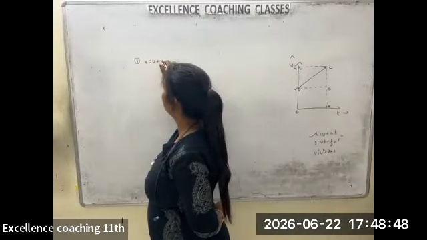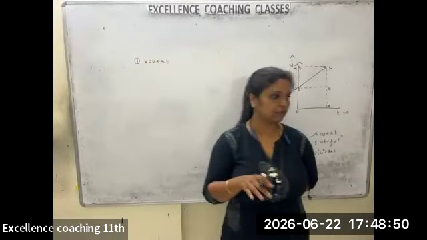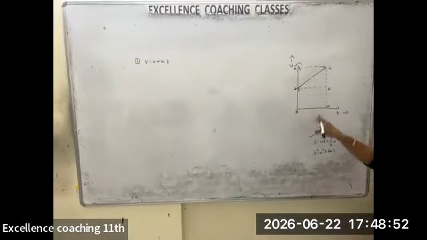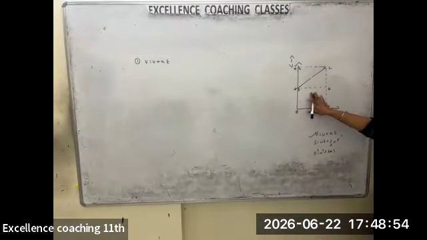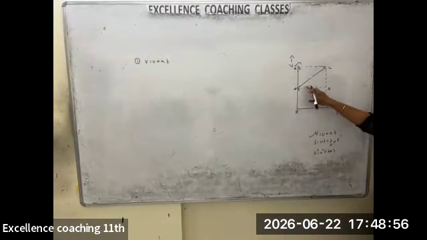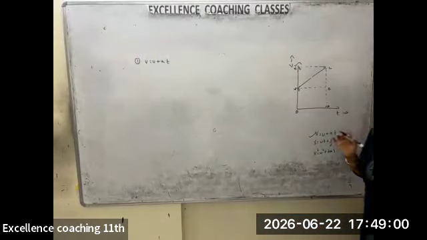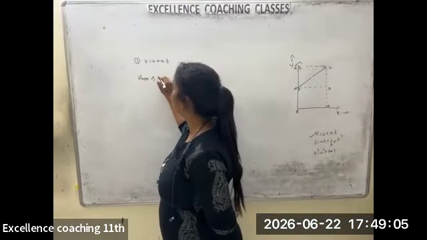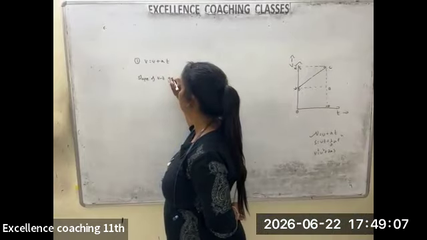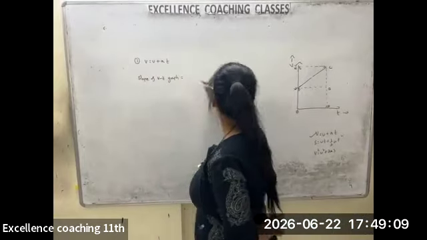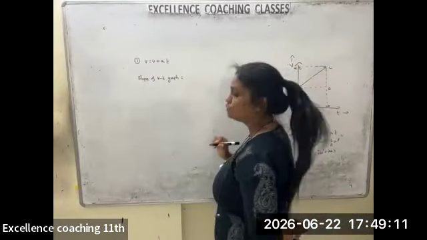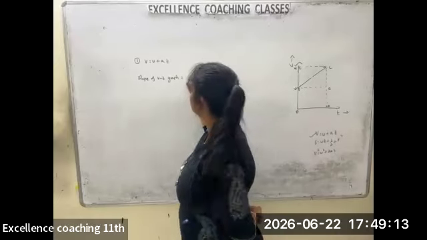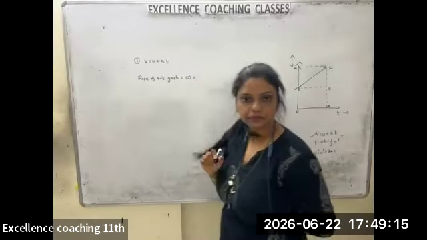V is equal to U plus at. To derive this, I will take this graph and try to find out what the slope of this graph is giving me. What is the slope of the VT graph? So what is the slope here? CD is my slope. Okay, CD is my slope.